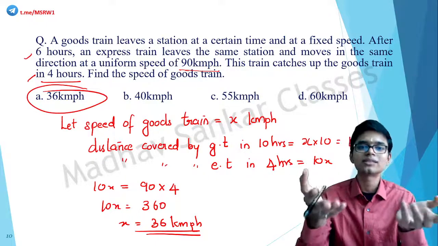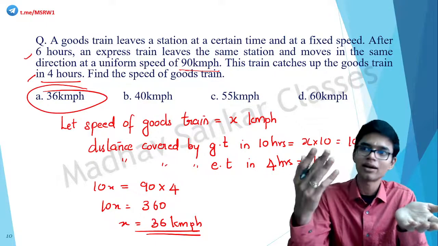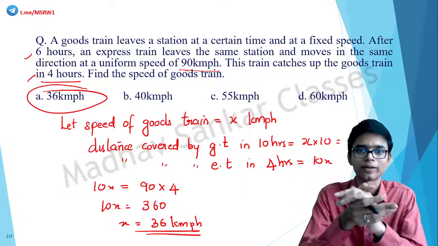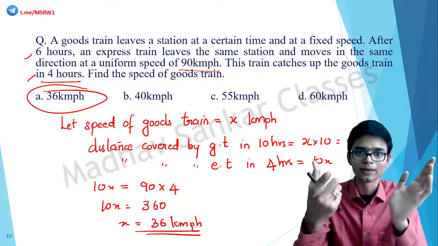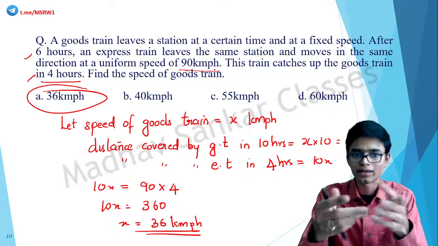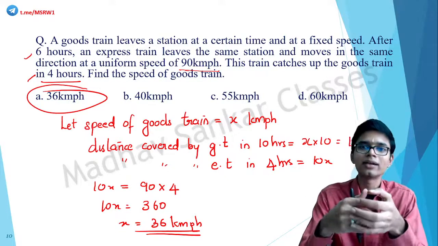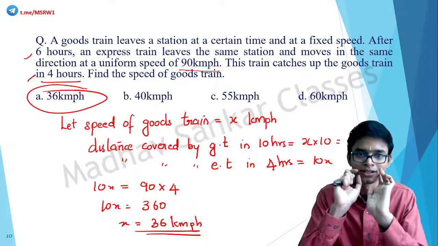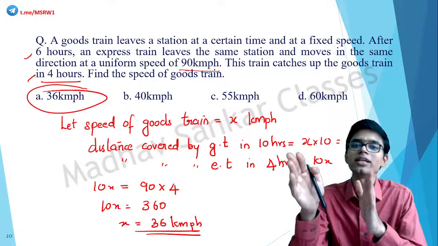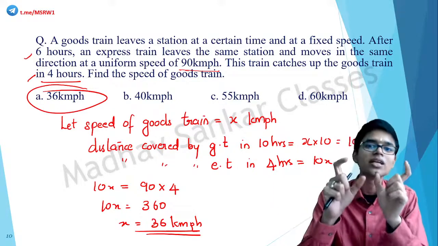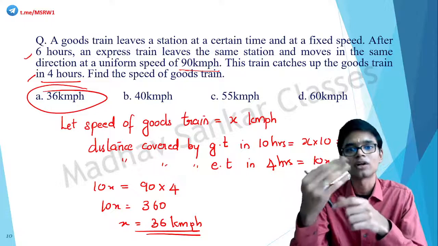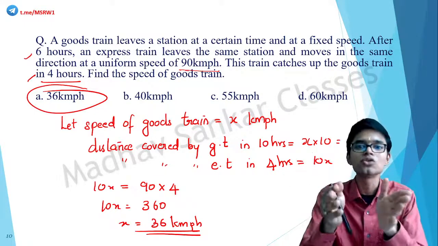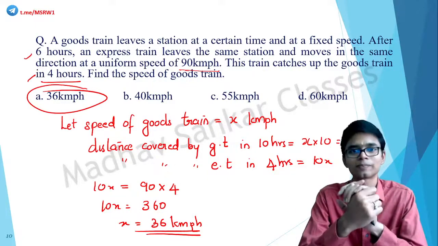So here one train is starting earlier, the other train is starting after some time. But both of them will catch up at some point of time. So what is this delay? We have to find that. And it's given as 6 hours. And then it runs for 4 hours to catch up. So the total time difference is 10 hours. So the distance traveled by the goods train in 10 hours will actually be equal to the distance traveled by the express train in 4 hours. Only then can they catch up, correct? So just equate these two and find the answer for x.